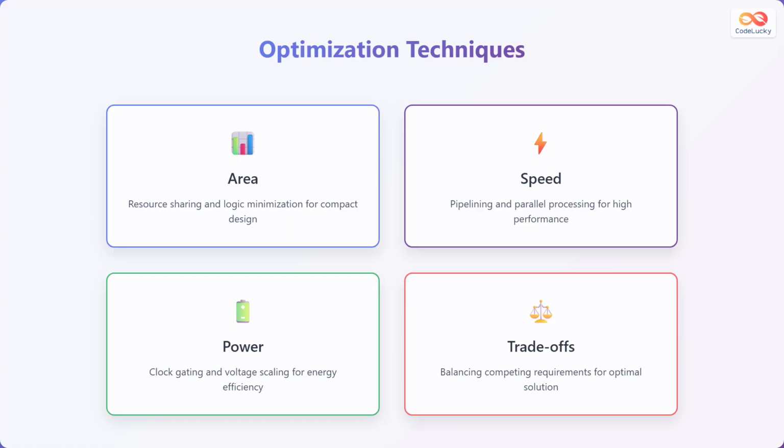There are 4 optimization techniques. The first is area optimization, which involves resource sharing and logic minimization for compact design. The second is speed optimization, using pipelining and parallel processing for high performance. The third is power optimization, which employs clock gating and voltage scaling for energy efficiency. The fourth is the trade-offs involved in balancing competing requirements for an optimal solution.